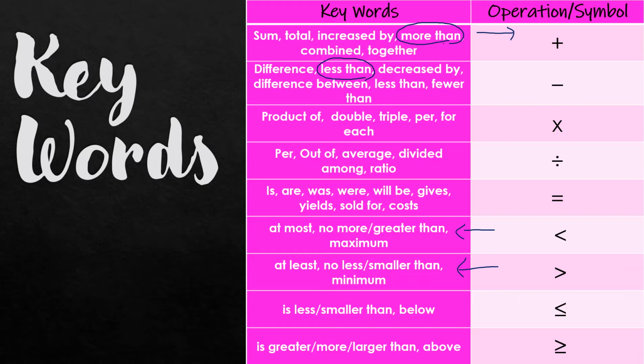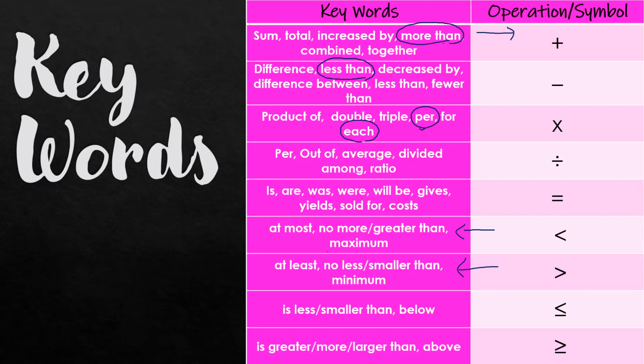Okay, for multiplication, per is a big one. If I tell you something is $10 per person or $5 per ticket, then that's going to be multiplication. You also see each a lot. So if it's $5 for each person or each pen is $3, those are all going to be multiplication, okay?